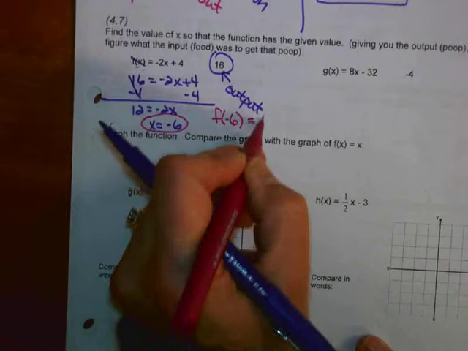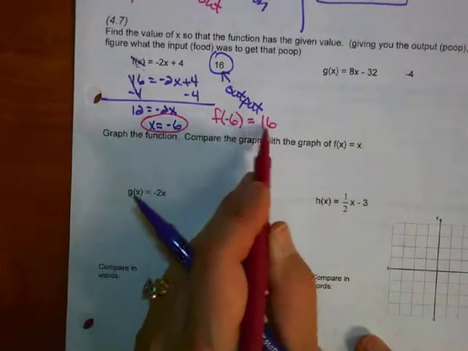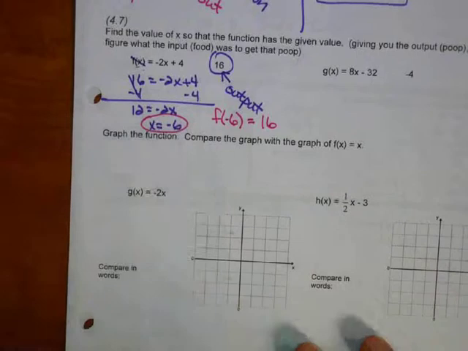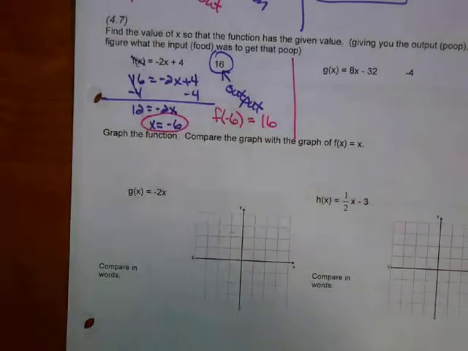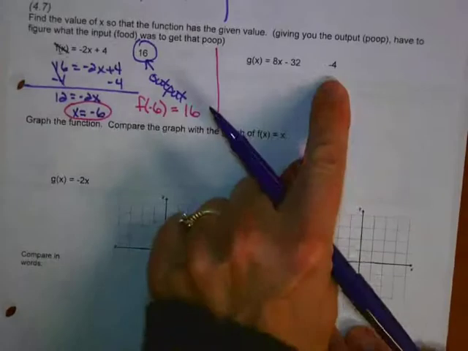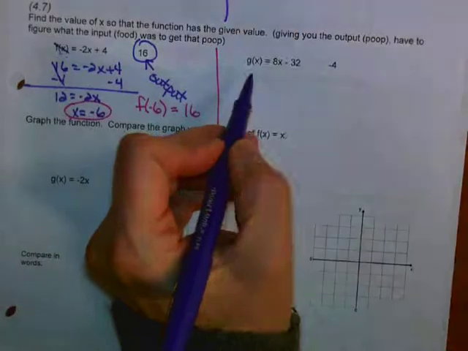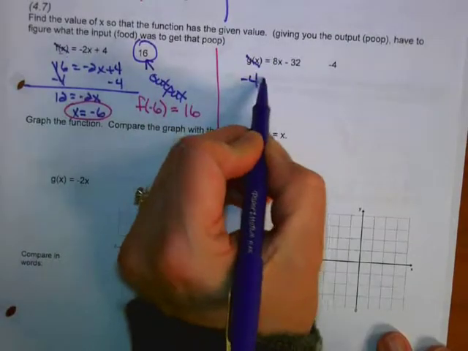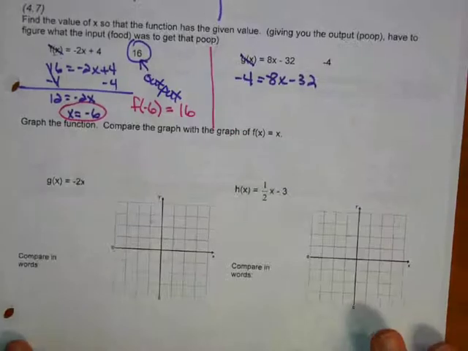16. So it's telling me -6 went into the function and 16 came out. That's what you're doing. So let's do another one. So this is telling me that this is the output. So I'm going to replace g of x, that's my output, with -4. And I got to solve to see what x went in to get -4.